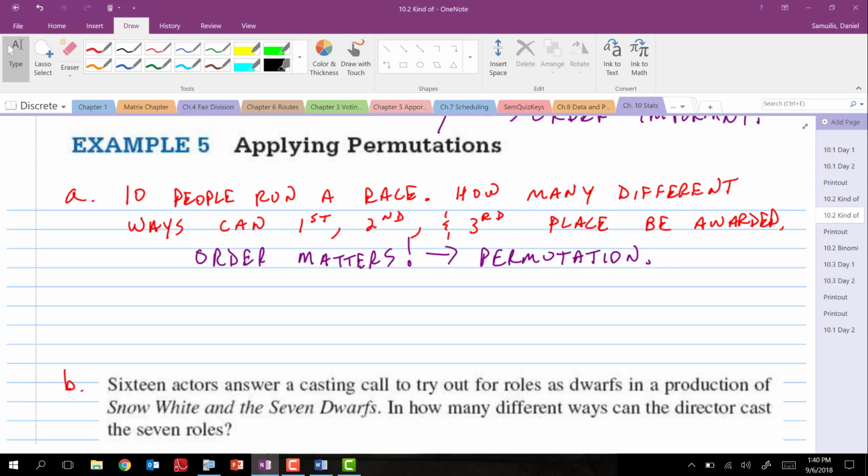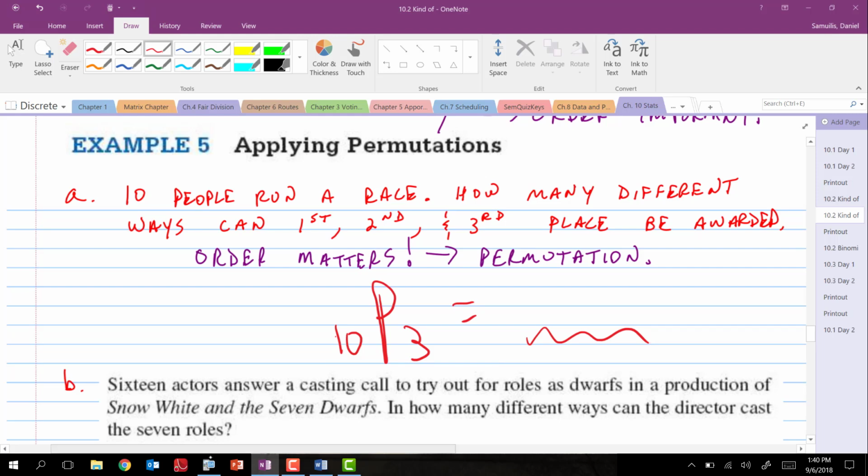Why does order matter? Do you want first or do you want second? You want first. It's a bigger prize. Okay? Second is different, and so is third. They're all different. So order matters. You have to, as a student, decide, does order matter in these questions that are asked like this? So it is a 10P3, and then that one you can do on your calculator, just get the answer.